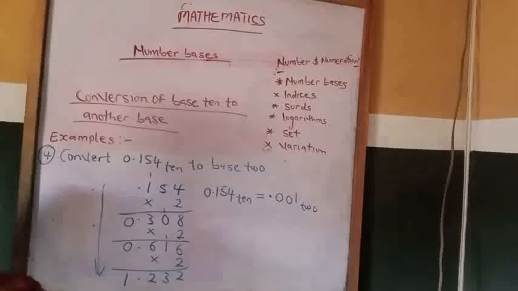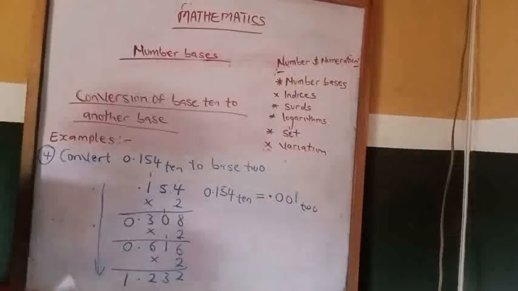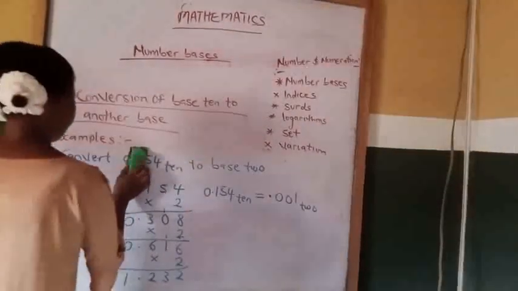So let's look at the combination of whole number and the decimal number in base 10.